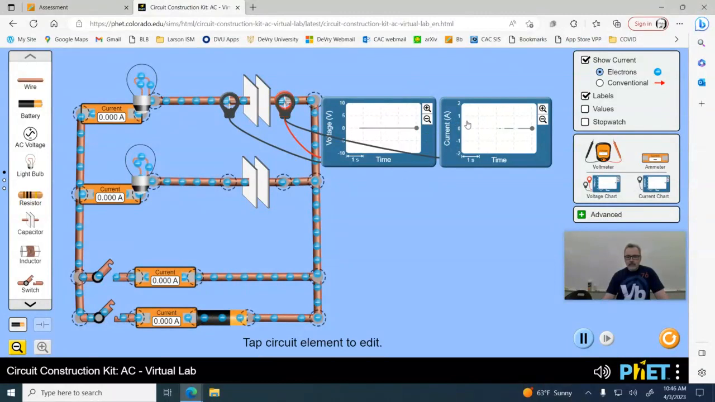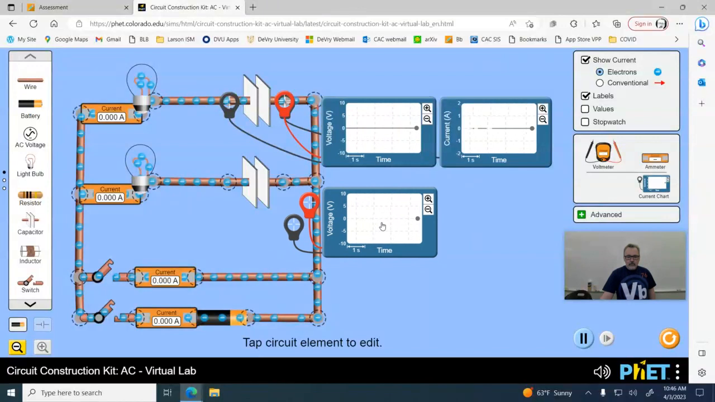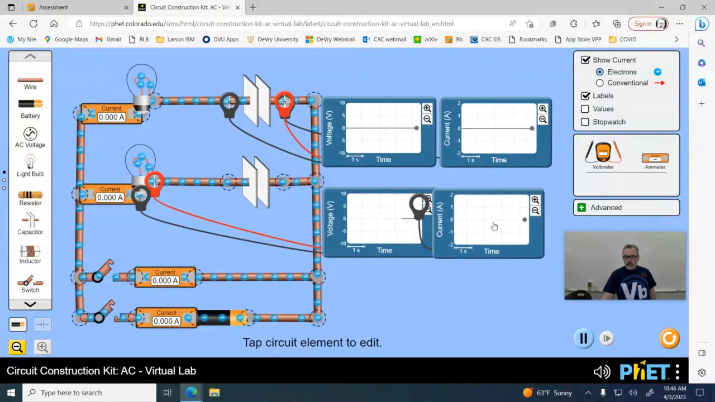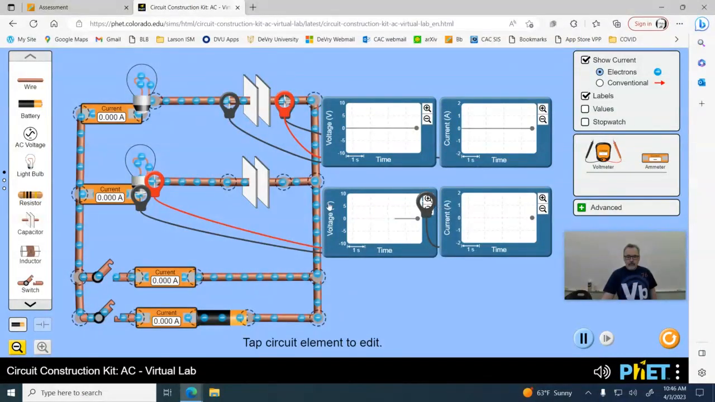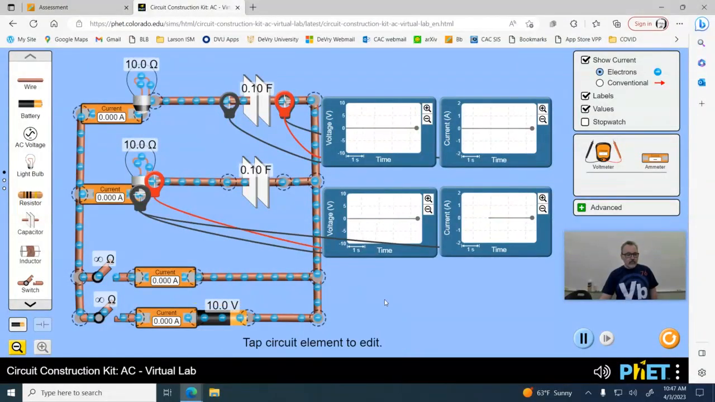If I click on current, it has a wire that goes over that. If I click on voltage, it opens them up there. Since these are identical loops, I'm just going to pay attention to voltage and current on each one separately. So the top one will do the capacitor, the bottom one will do that one. I'm going to bump this to 10 because I like the way it splits things up when you do that.